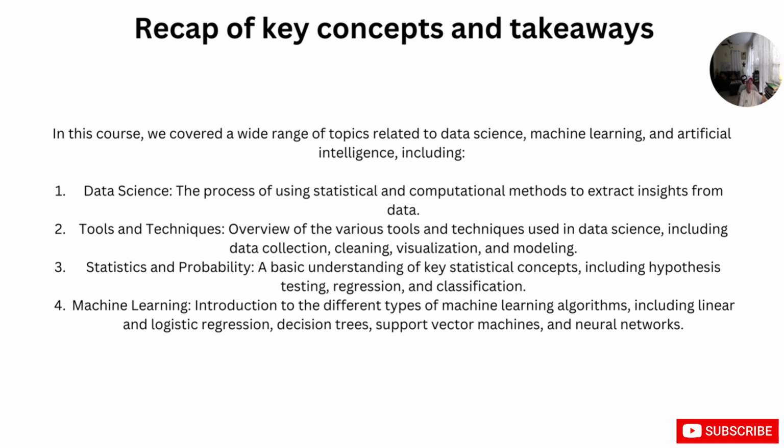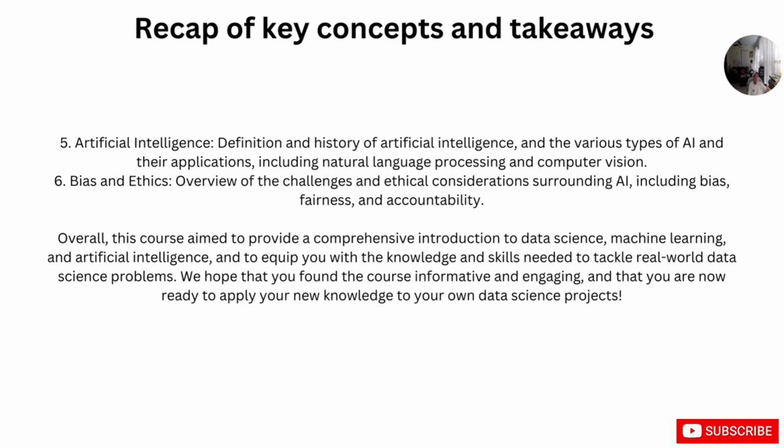Number 4, machine learning, introduction to the different types of machine learning algorithms, including linear and logistic regression, decision trees, support vector machines, and neural networks. Number 5, artificial intelligence, definition and history of artificial intelligence and the various types of AI and their applications, including natural language processing and computer vision.